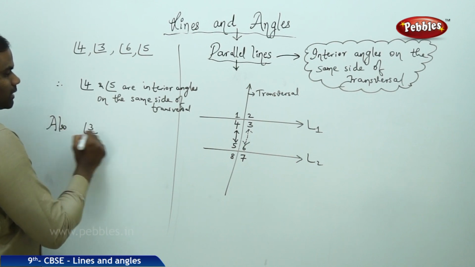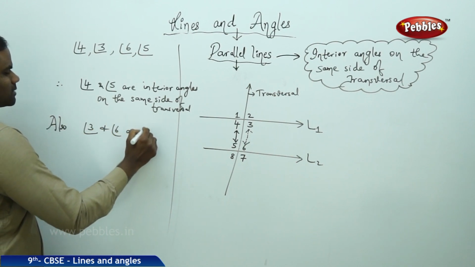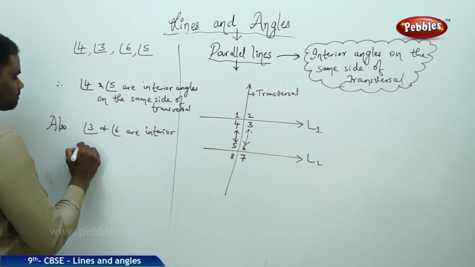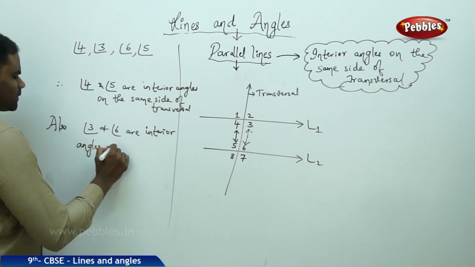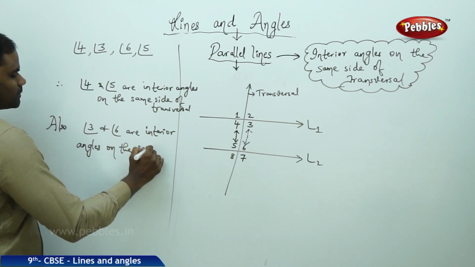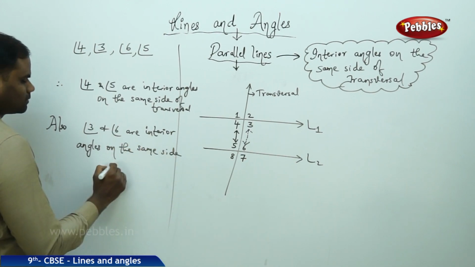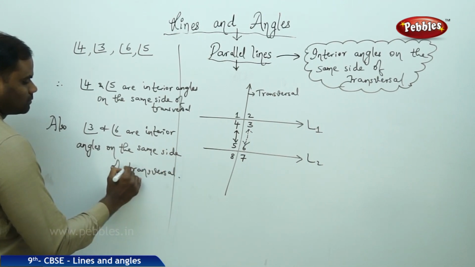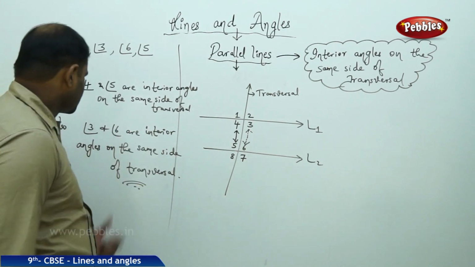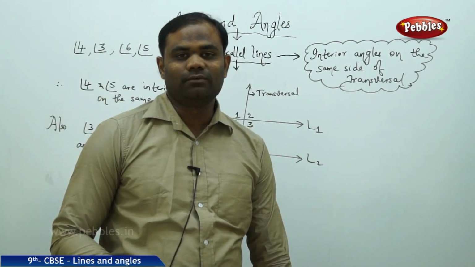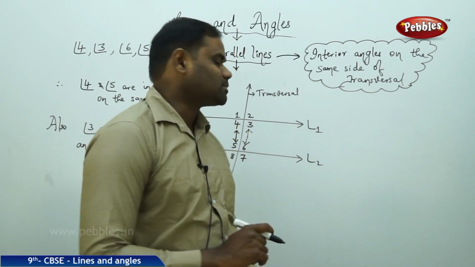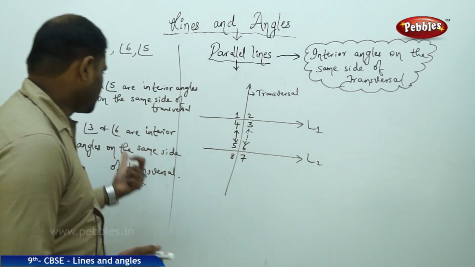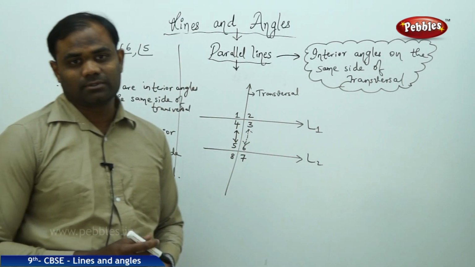Also, angle 3 and angle 6 are interior angles on the same side of transversal. This is how we understand the interior angles connected with the parallel lines L1 and L2. Interior angles on the same side of transversal.